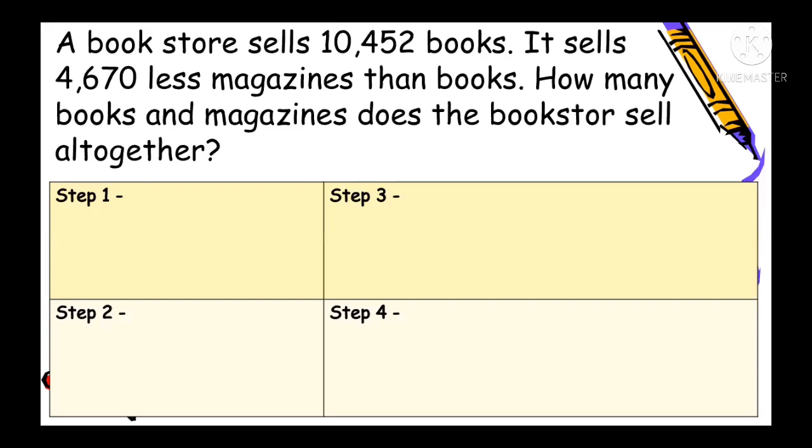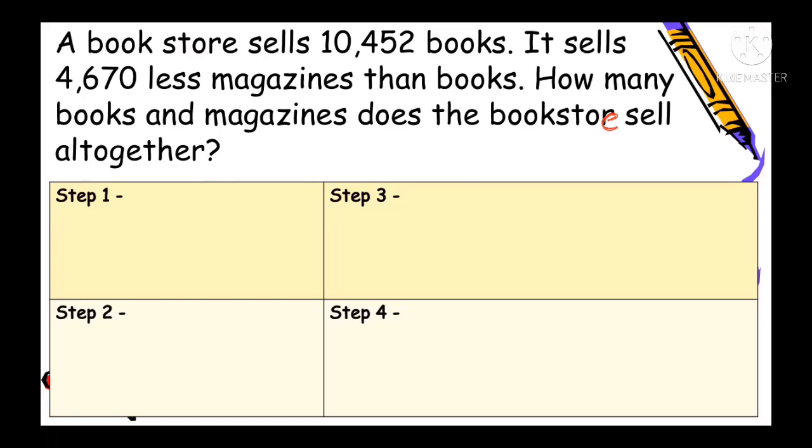A bookstore sells 10,452 books. It sells 4,670 less magazines than books. How many books and magazines does the bookstore sell altogether?